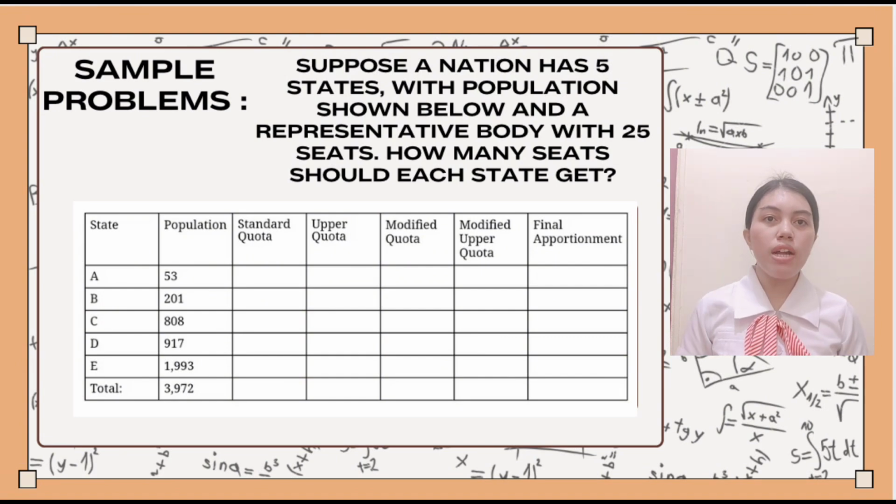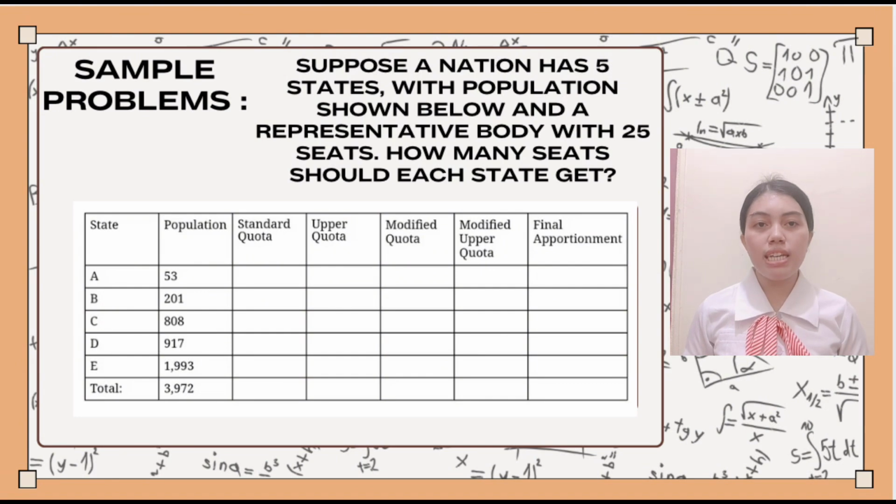To understand how Adams' method works, let's imagine a scenario. Picture a country with 5 states. We'll call them A, B, C, D, and E. Now, each state has a different population. State A is the smallest with only 53 people. State B has a few more people with a population of 201. State C has a larger population of 808. And State D is even bigger with 917 people. Finally, State E is the most populated with 1,993 people.